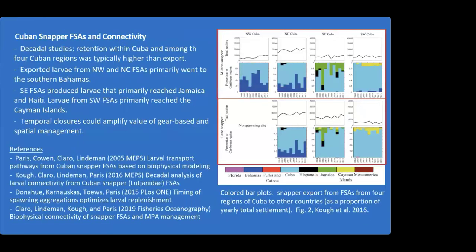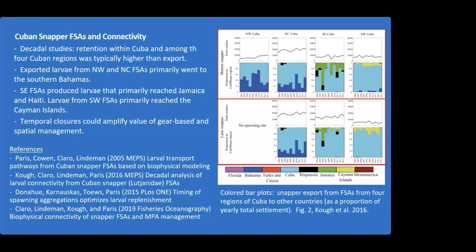Summary findings include, across the decade scale studies of Cowen et al., reference on the bottom left, retention, and this was shown also in the earlier Paris et al. papers, actually, because some of this work is overlapping with other work around the Caribbean. Retention within Cuba and among the 4 Cuban regions was typically higher than export. Exported larvae from northwest and north central FSAs primarily went to the southern Bahamas.